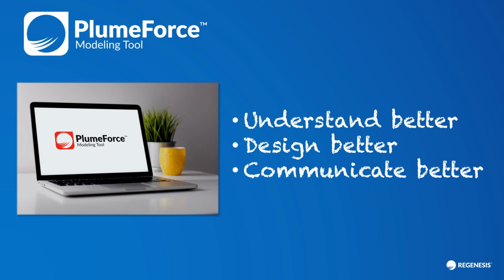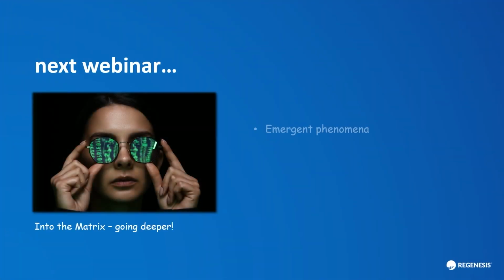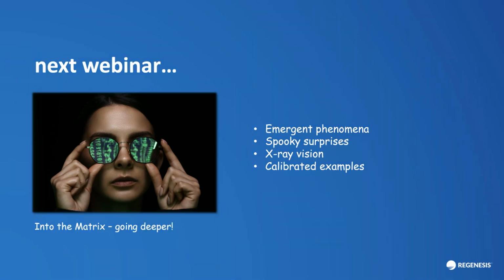And with that, I'll close the first webinar. In the next webinar in this series, we're going to go a little deeper. We're going to go into the matrix and start to look at some emergent phenomena. There'll be some spooky surprises. We'll use modeling for X-ray vision, and we'll look at some calibrated examples of the utility of this.